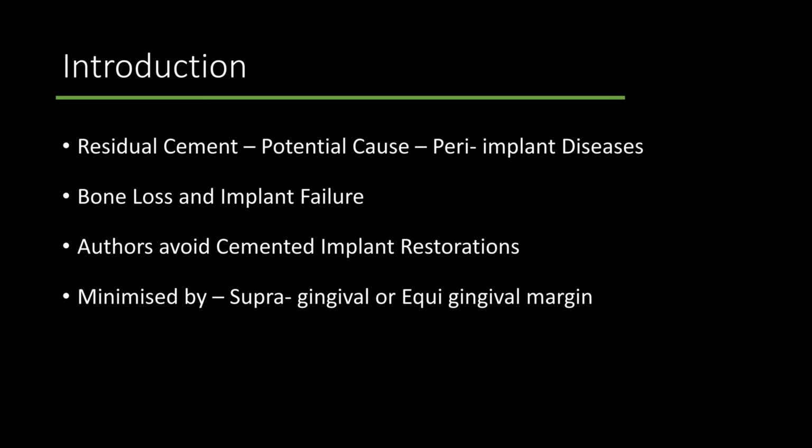Residual cement after luting implant crowns is common and is recognized as a potential cause or exacerbating factor of peri-implant diseases, which might result in bone loss and implant failure. Some authors recommend avoiding cemented implant restorations because of risks posed by retained cements. These effects can be minimized by using supragingival margins, but subgingival margins are often used.